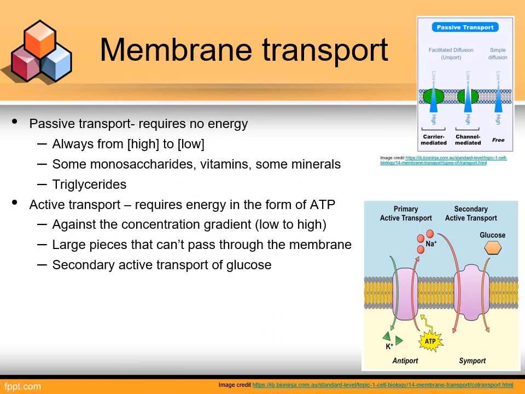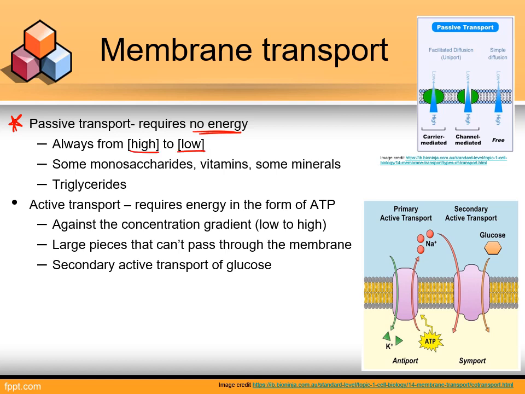Crazy sauce. So I mentioned that we have lots of absorption happening across the wall of the small intestine, getting those nutrients out of the inside of the small intestine and into either our blood system or into those lacteals. A couple different ways that we can transport those nutrients. It can be through passive transport, no ATP required. We're always going from high concentration to low concentration.